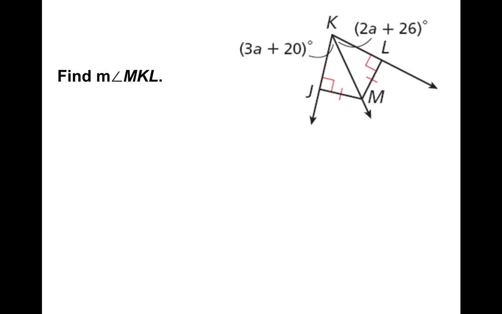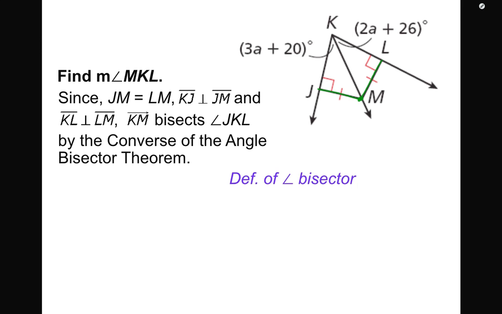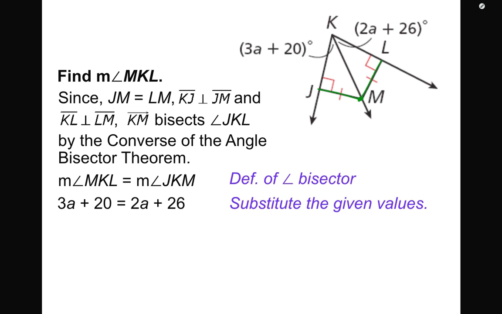A simpler picture. Now this one doesn't tell me that the angle is bisected. So what should you notice in this one? Notice that point M is the same distance when you go perpendicular to L and when you go perpendicular to J. So M is equidistant from those two sides of the angle. So this is the converse. So the converse then says M is on the angle bisector. So your 2A plus 26 has to equal the 3A plus 20.